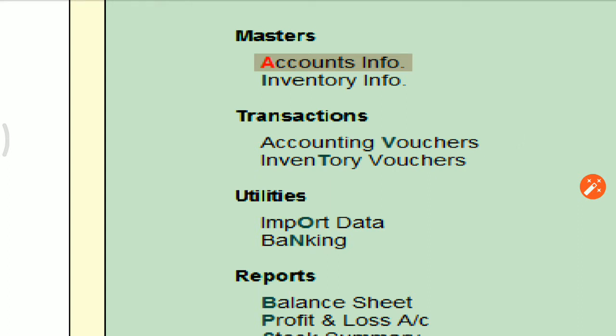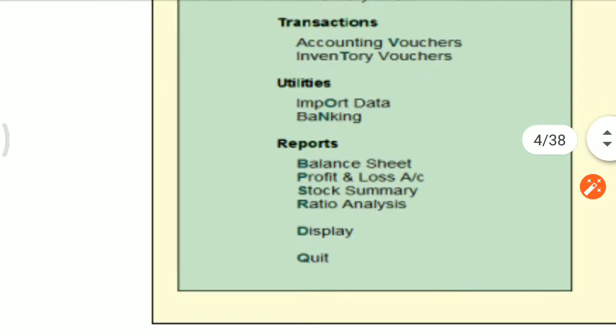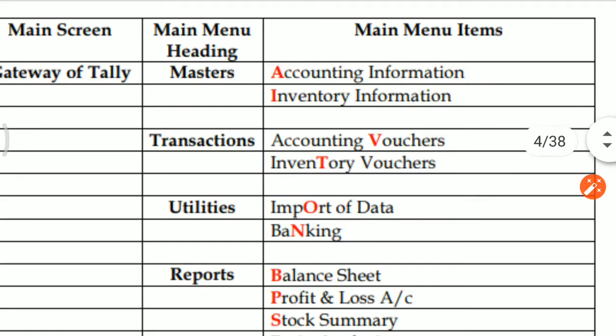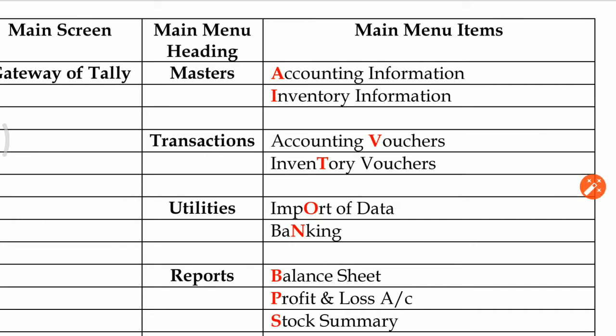I am repeating again, master setup. In master setup, account information and inventory information are both important factors. If you don't want inventory, then please deactivate the inventory options, and only account information is sufficient. Then you have to properly update the master setup of account information. Okay, let's begin. This is master, transaction, utility, reports.